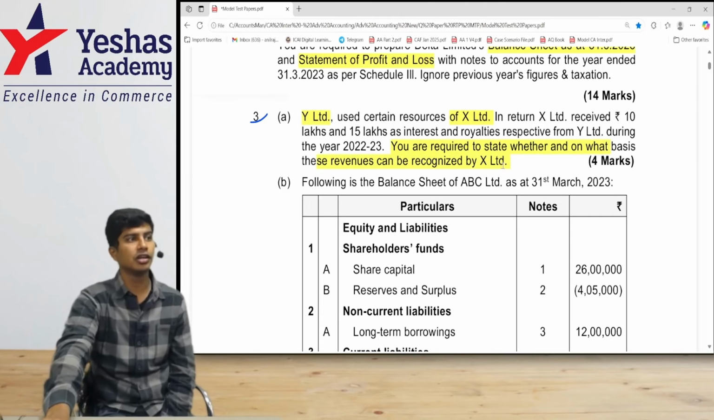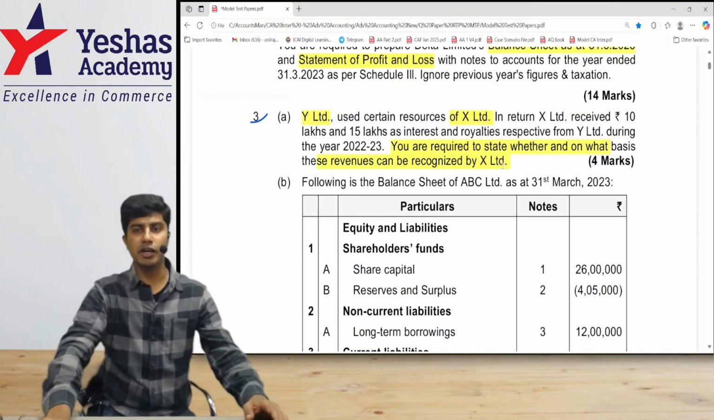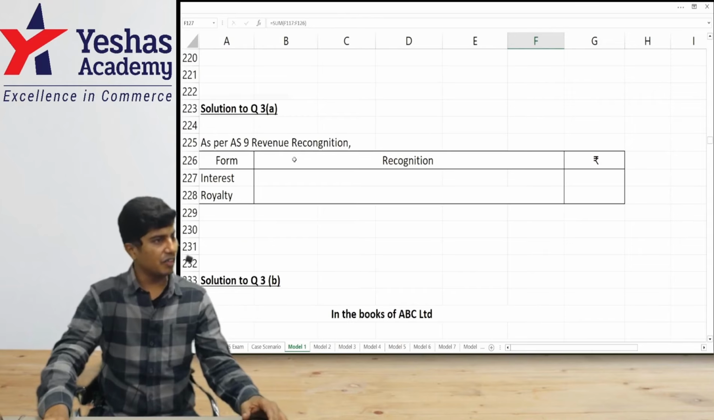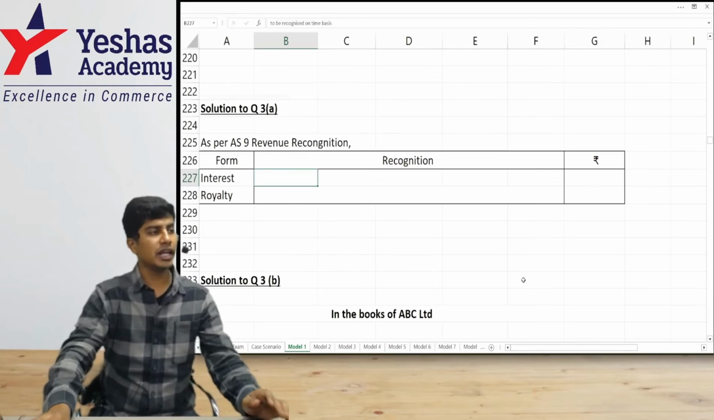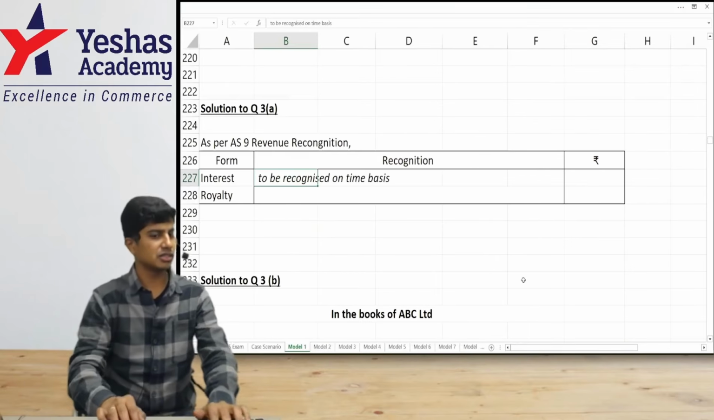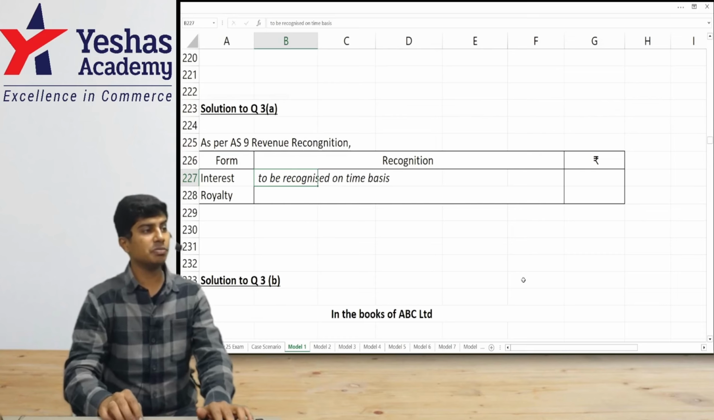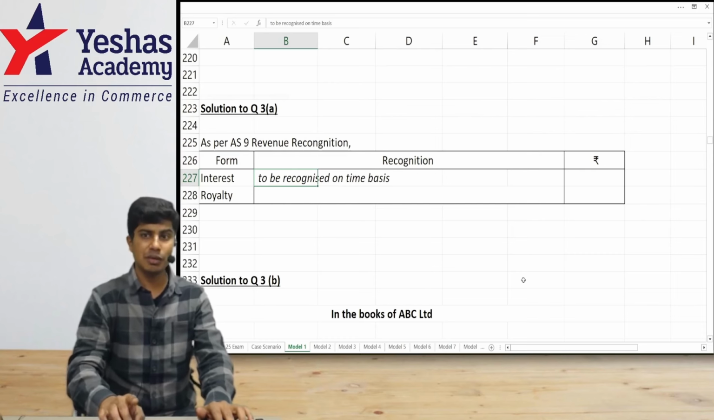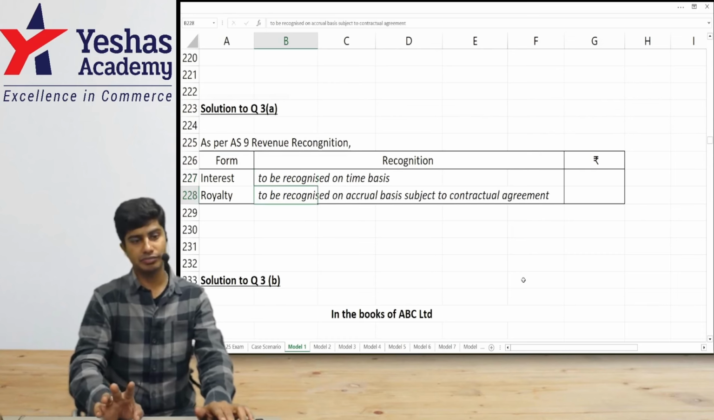4 marks. Read the question first and then start the answer. So the answer will be: as per Accounting Standard 9, Revenue Recognition, interest should be recognized on time basis, and royalty should be recognized on accrual basis subject to contractual agreement.